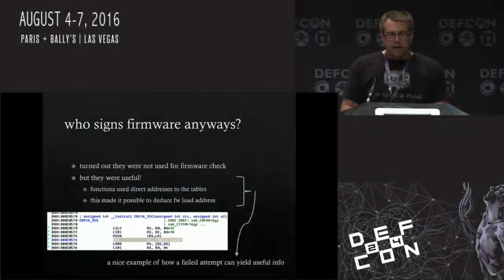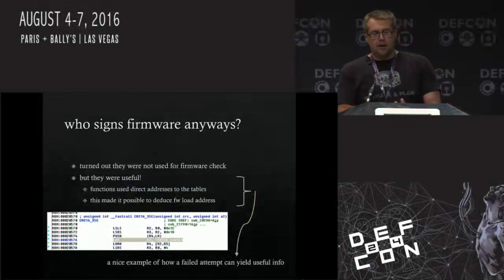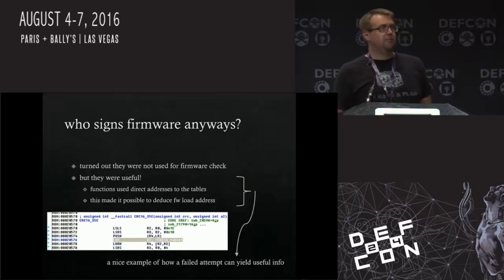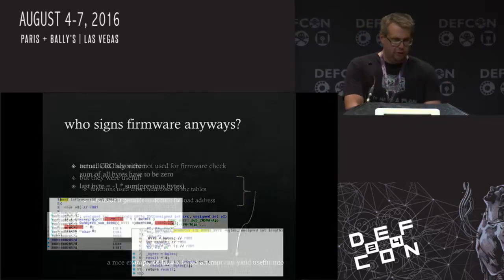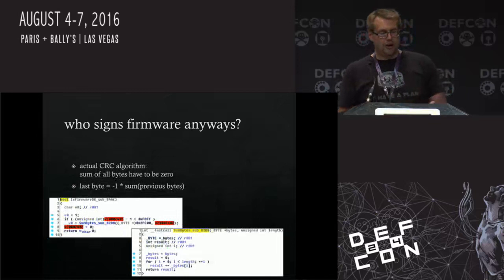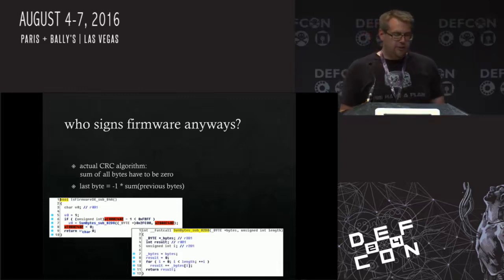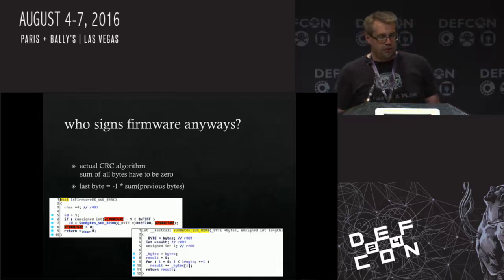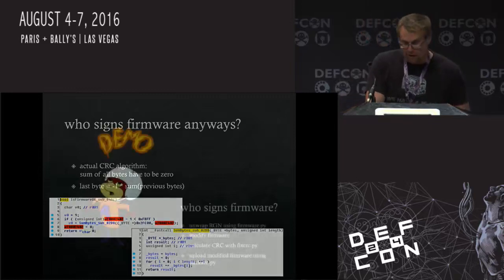So what was useful about this is these functions used direct addresses to the CRC16 tables, which made it possible to deduce on what address the firmware is actually loaded in memory. So it was useful for me. But the actual firmware integrity checking algorithm was much, much simpler than CRC16. There's just a requirement that the sum of all bytes has to be 0. It's fairly easy to calculate.